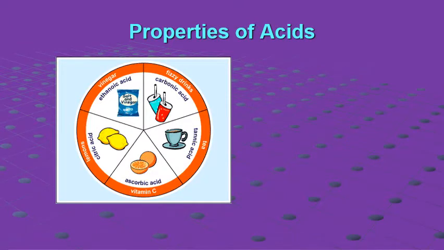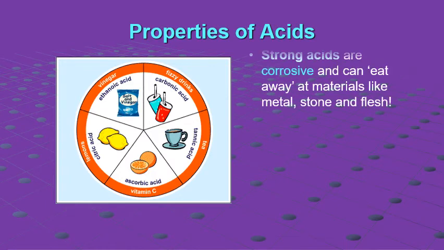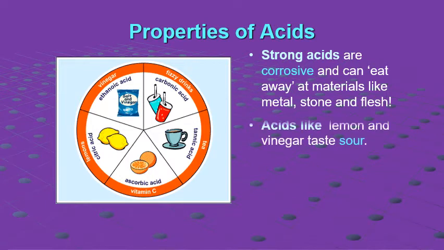Guys, today we're going to be looking at acids and bases, and the first thing we're going to look at is the properties of acids. Acids generally have similar properties. They are very corrosive. That means they can eat away at materials like stones, metal, and flesh. Acids have a sour taste. If we taste lemon or vinegar, we notice they have a similar taste, which is sour.